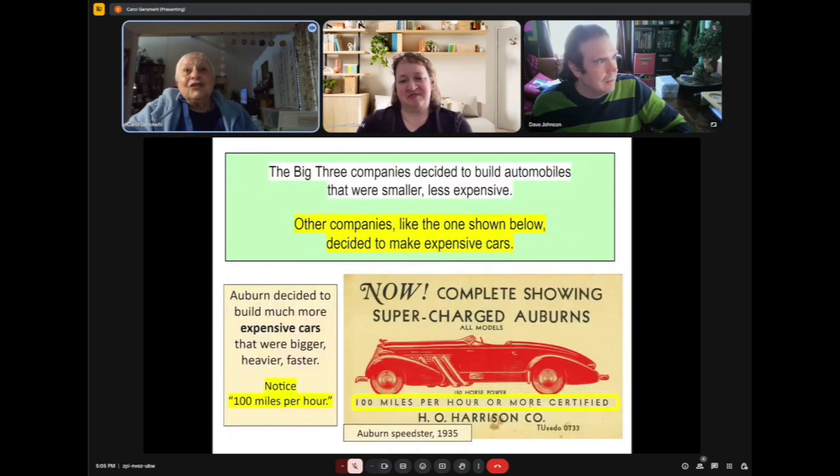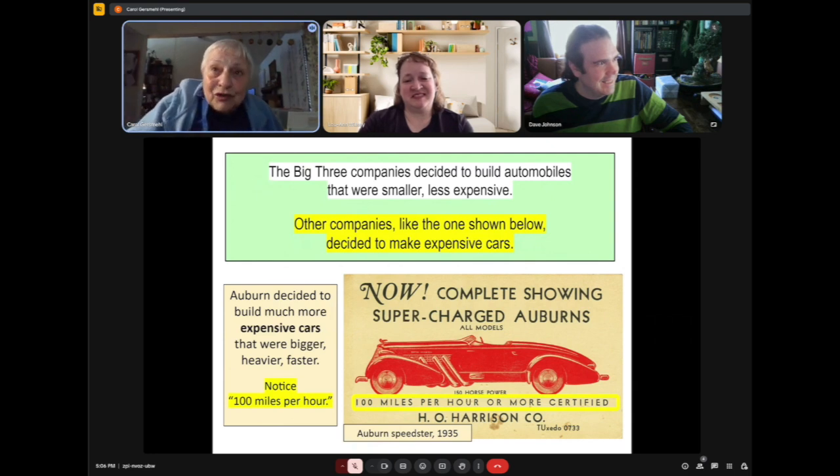And just to show you what they were not building for, this Auburn was built next door in northern Indiana by the Auburn Company. And look at how many miles it can go per hour. 100 miles an hour. Oh my goodness. It was expensive. It was heavy. It was fast. Had a huge engine.